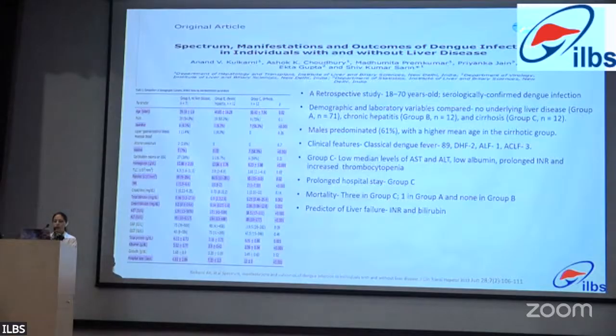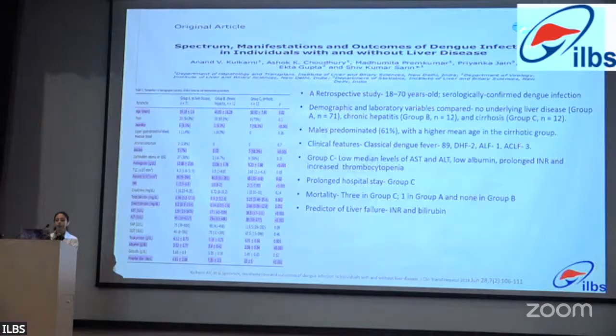Underlying cirrhosis with one ethanol-related cirrhosis, and dengue type 2, serotype 2, was isolated in the samples. The median levels of AST and ALT were significantly low in Group C. Patients in Group C had low albumin as compared to Group A and Group B. Cirrhotics had significantly prolonged INR as compared to Group A and Group B. And mortality was seen in 3 in Group C, 1 in Group A, and none in Group B.